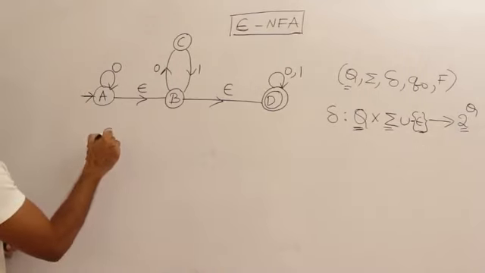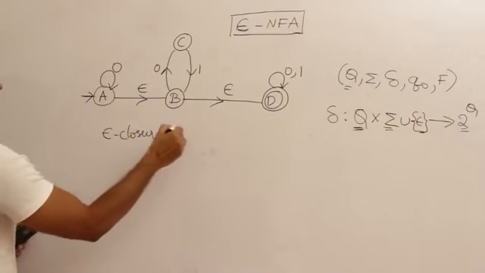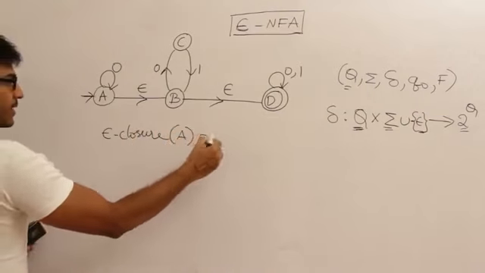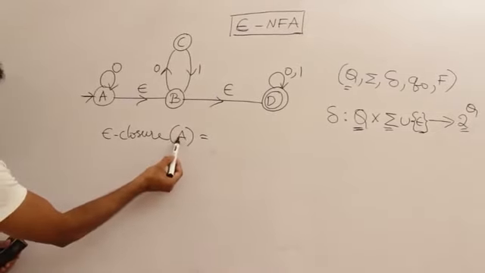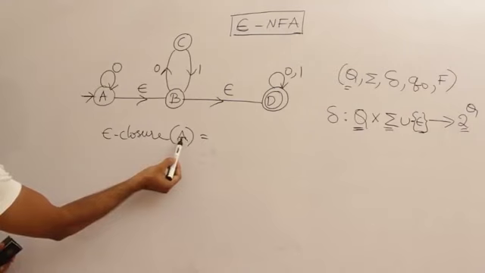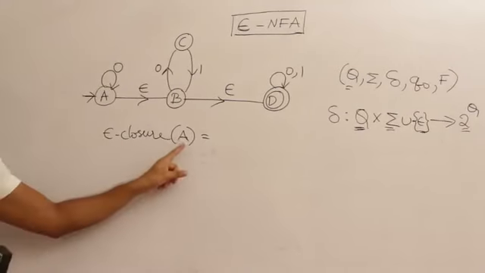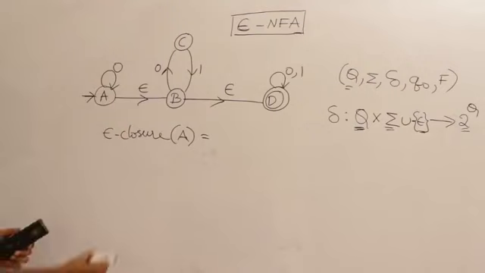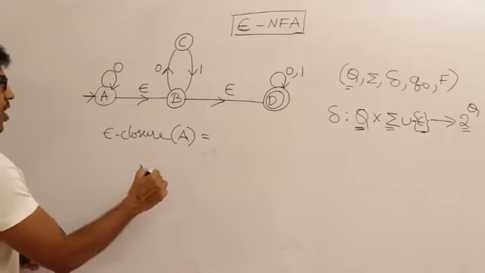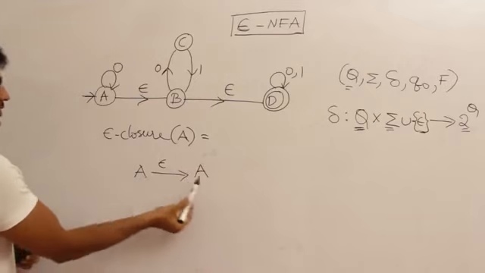Now let us say epsilon closure of capital A. So epsilon closure of any state is nothing but the states which you can reach from A only on seeing epsilon. In order to find it out, see this, I can always reach A on seeing epsilon. A can reach A on seeing epsilon.